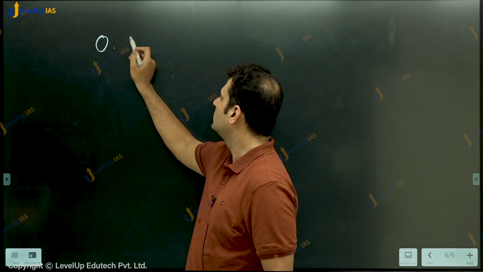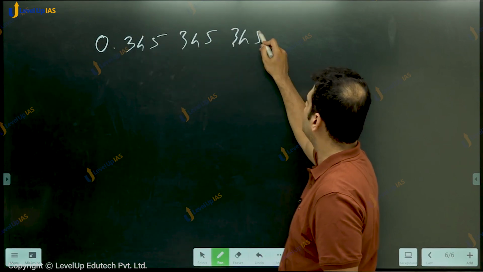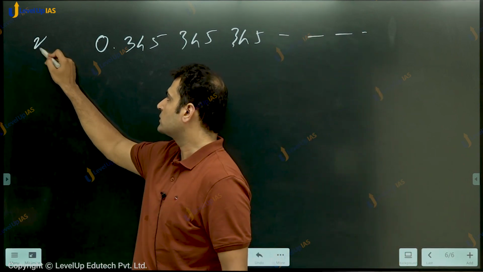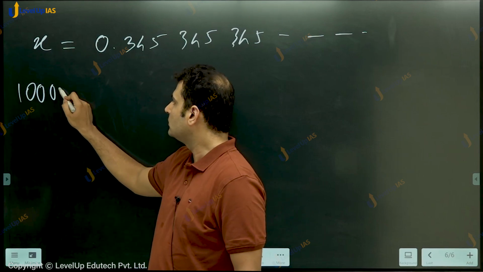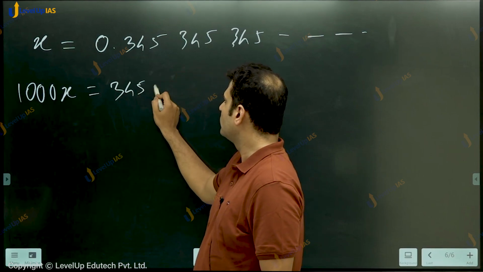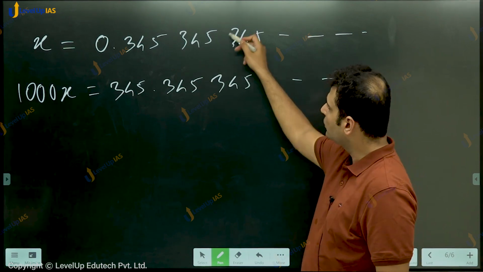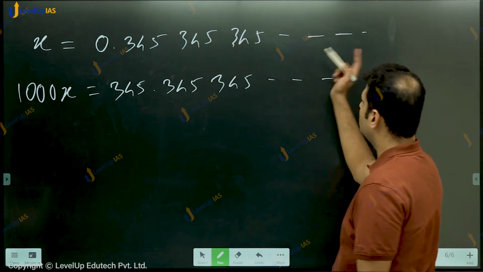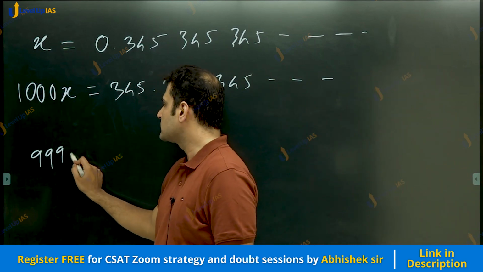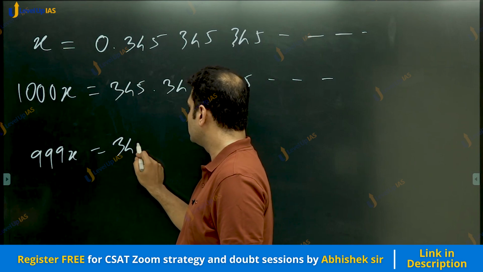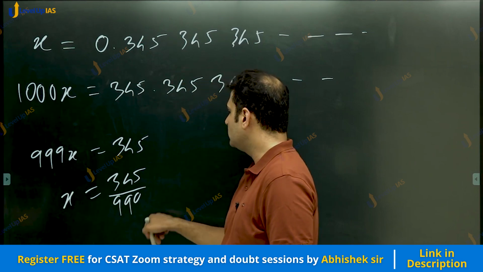Let me do one more question, convert 0.345345 indefinitely into fractions. I'll call it x, because three terms are repeating, I'll say 1000x is equal to 345 point same thing, so this whole decimal part will cancel, because both are going till infinity, and 1000 minus 1 is 999x is equal to 345, so x is equal to 345 divided by 999.